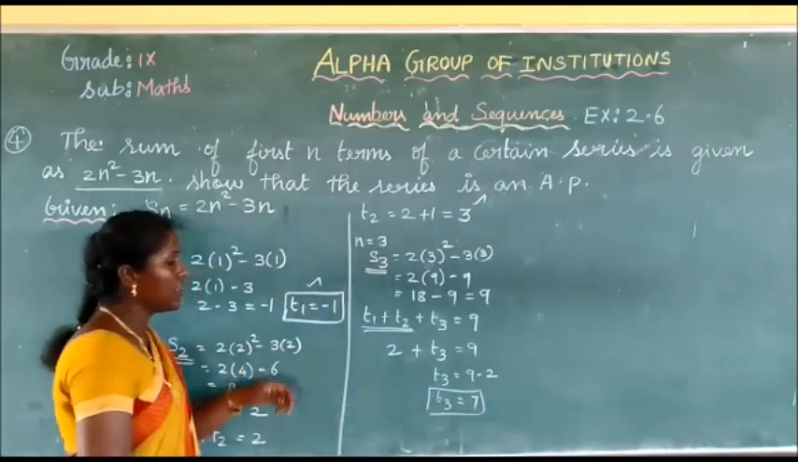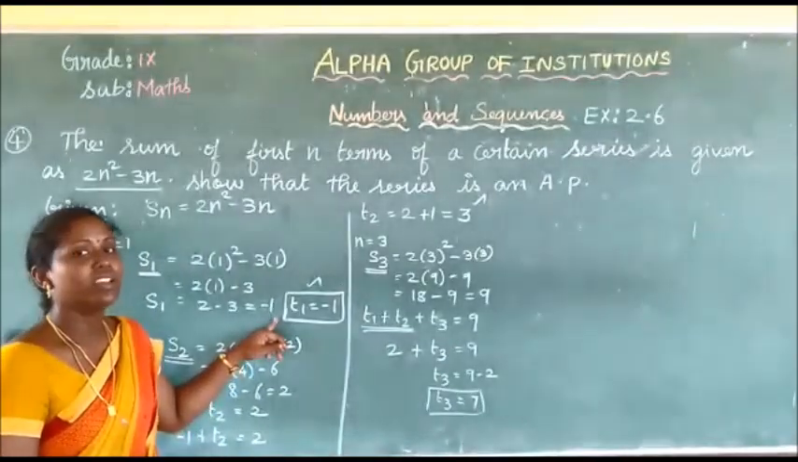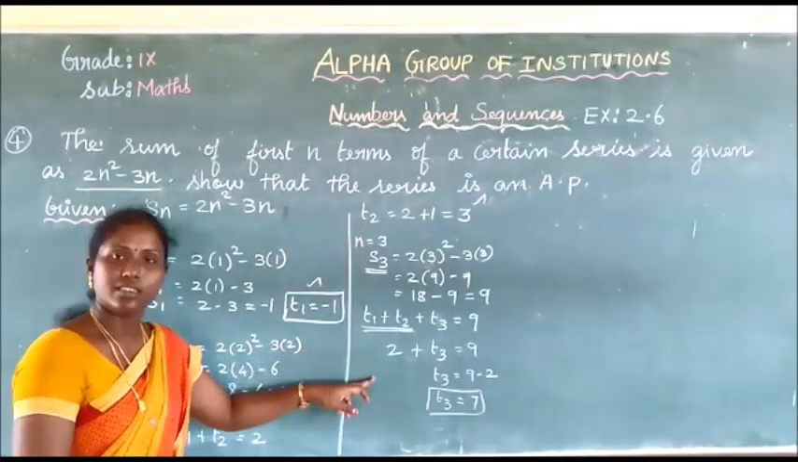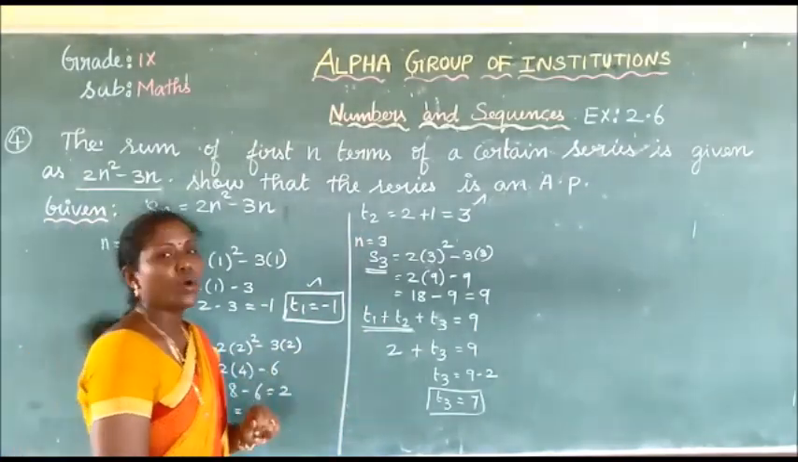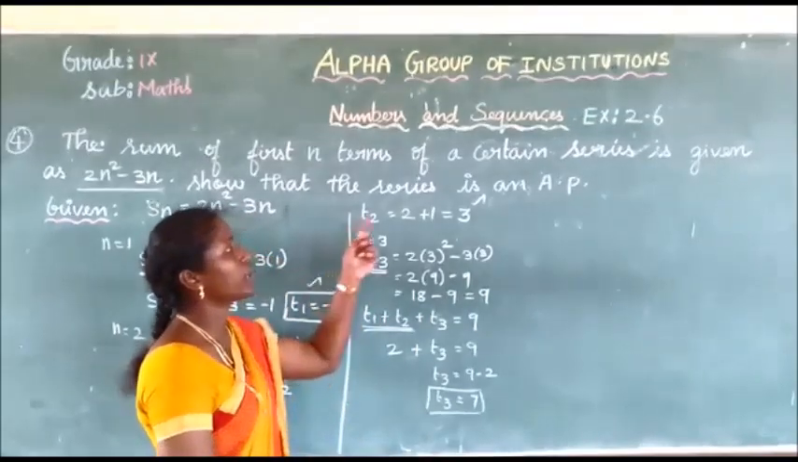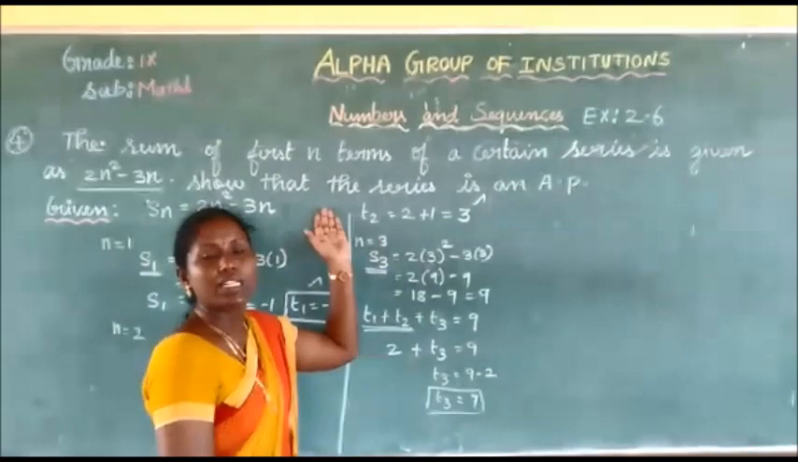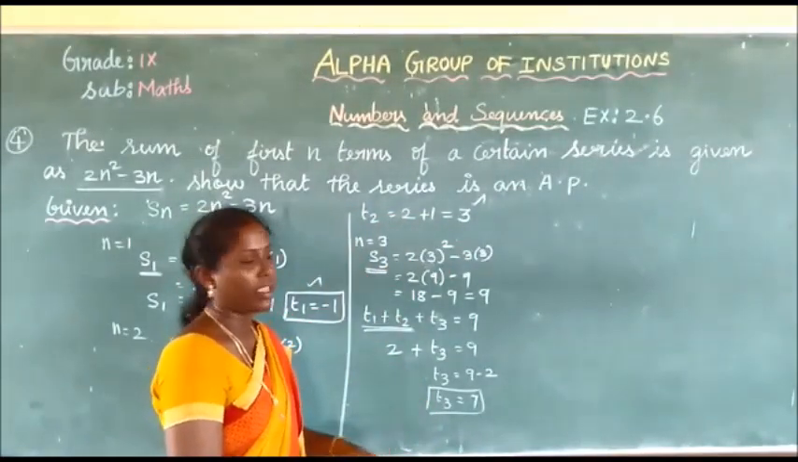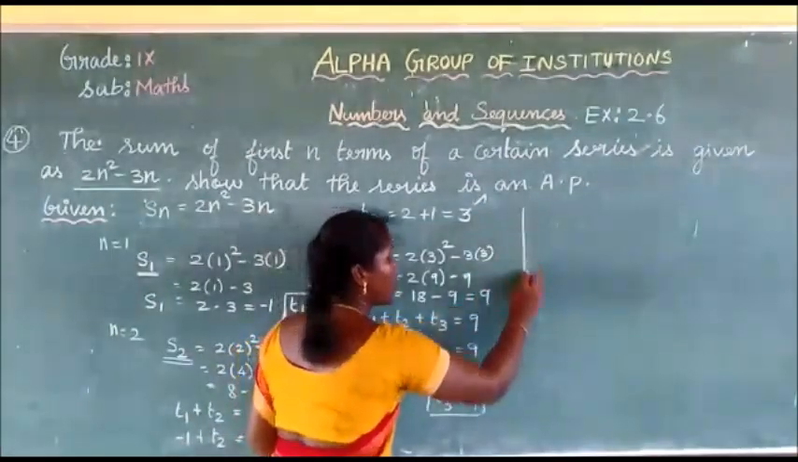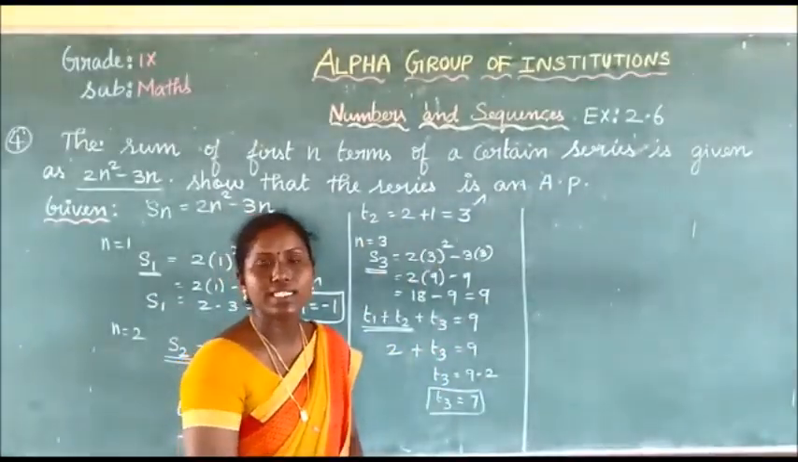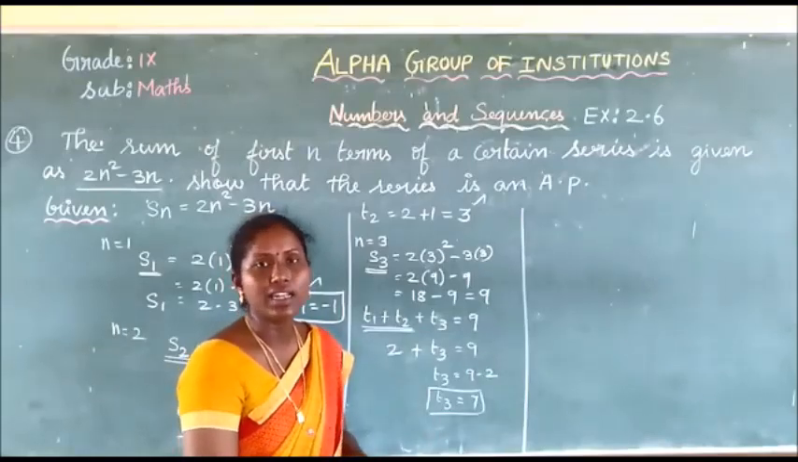Now see, using the summation formula, we got the value of first term, second term and third term. Now what is the question? They are asking us to find the terms? No, they are asking us to check whether the series is an AP. We have to show that the series is an AP. Now we are going to find the common difference for these 3 terms. If the common difference is constant or same, then it is an AP.